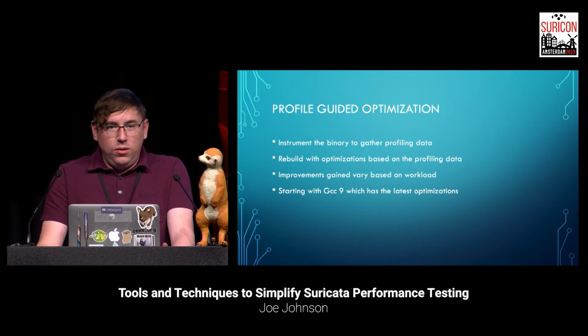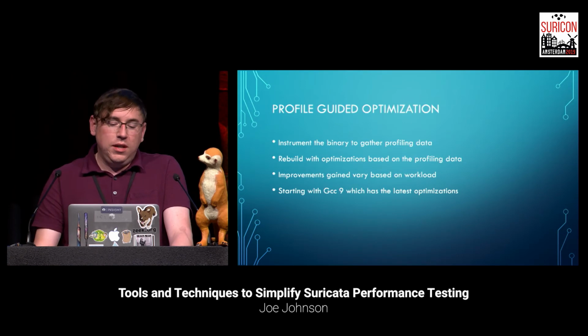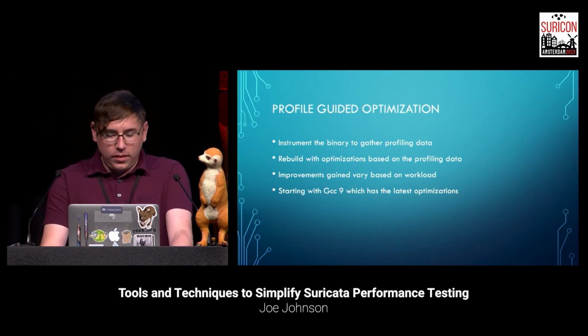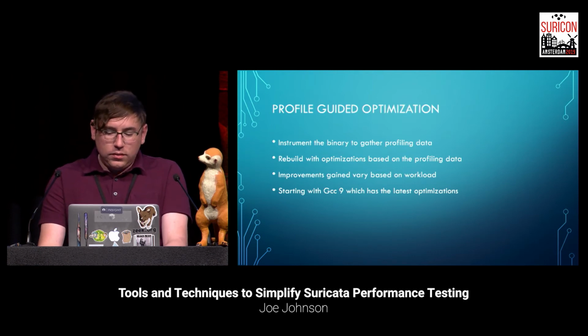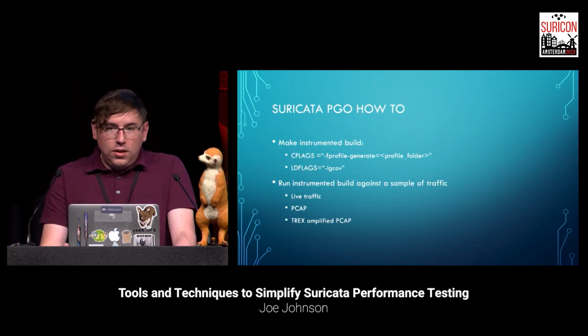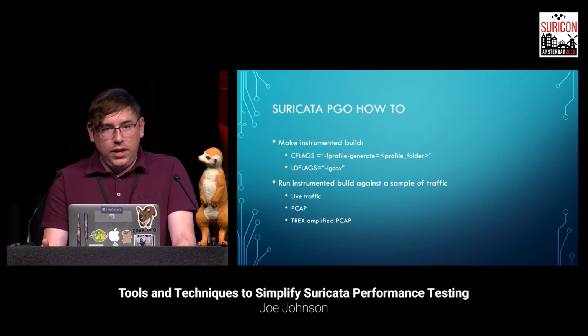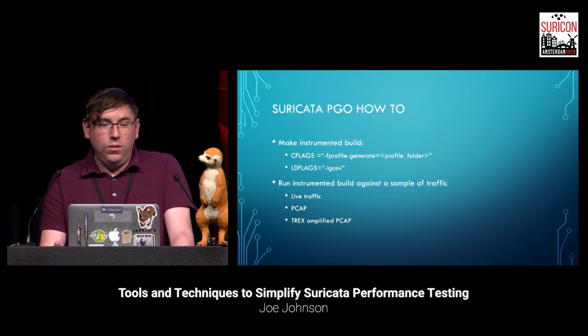Because I was trying to do this with all the latest optimizations, I started with GCC 9 instead of the default on the machine. And so the first thing you have to do is build Suricata to generate this profiling information. You've got to specify C flags to generate it, and then you also need to specify LD flags for the coverage libraries or it won't run.